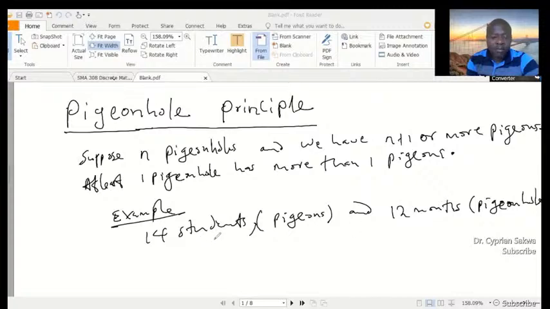We could have maybe 2 students born in the same month, or 3 students born in the same month, and so on, because the number of pigeons is more than the number of months. Now, we can generalize this and have the generalized pigeonhole principle.